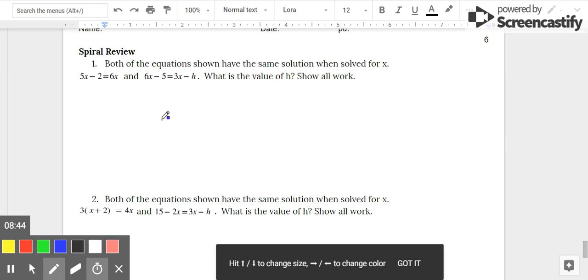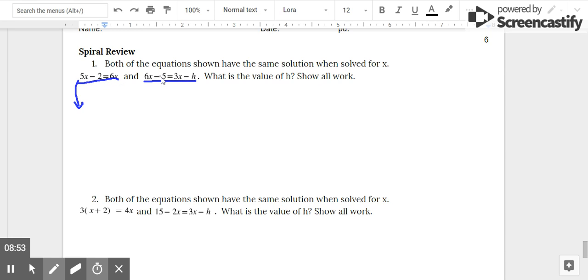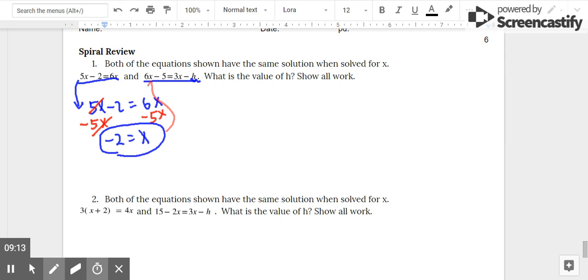To solve this question, I know we have 2 equations here, but don't panic. Let's just solve this first. If you know what x is, then you can find h. So 5x minus 2, 6x. I'm going to undo 5x, because it's annoying if you have variables on both sides. -2 and 6x minus 5x, x. So x is -2.